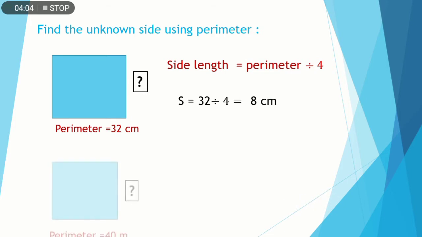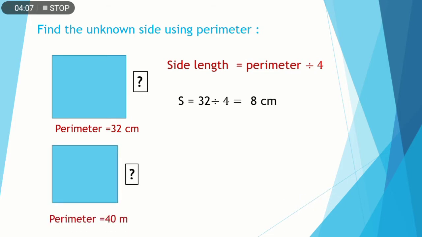The next one: how can I find the missing side? If I have the perimeter, the side length equals perimeter divided by 4. The perimeter equals 40. 40 divided by 4 equals 10 meters.